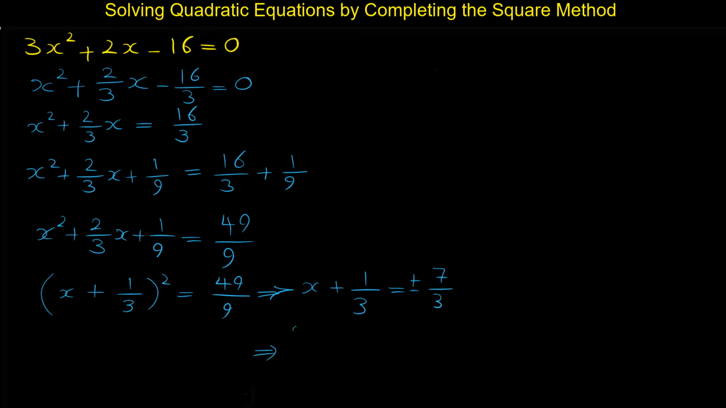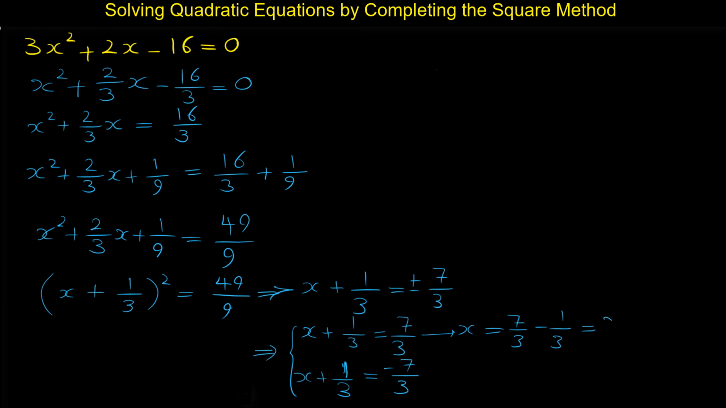We can write this as two separate equations. x plus 1/3 is 7 over 3 and x plus 1 over 3 is negative 7 over 3. If we move 1/3 to the other side, x is 7 over 3 minus 1 over 3, which is 6 over 3, and 6 over 3 is 2. That's one of the answers. The other answer is negative 7 over 3 minus 1 over 3, which is negative 8 over 3.